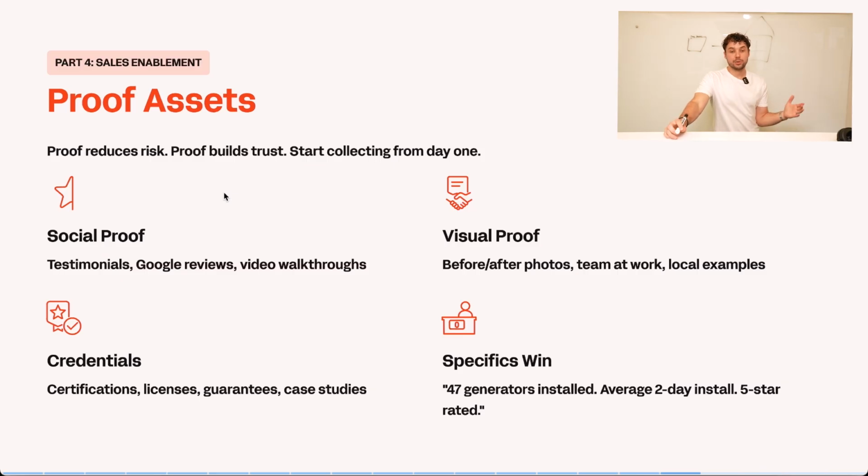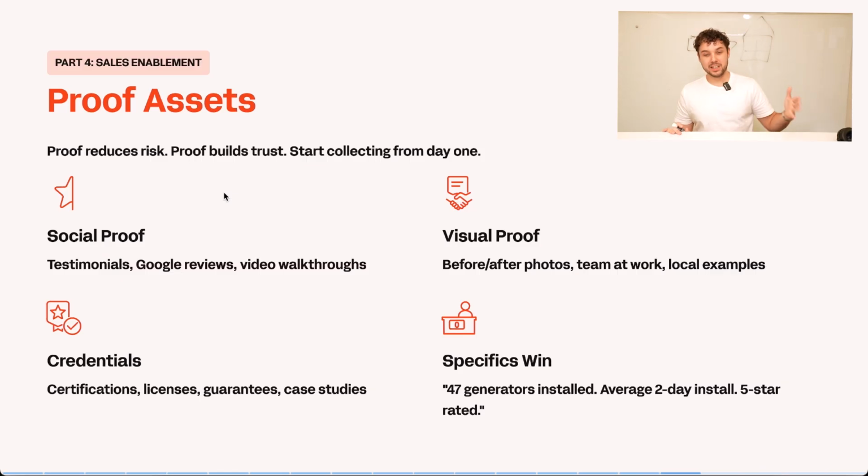The first one is social proof, okay? This could be testimonials, Google reviews, or literally video walkthroughs of you on the site actually doing the thing. That leads into visual proof, like before and after photos. Like if you're actually installing generators, taking a picture of where the generator is going to get installed before you do anything, and then an after photo with the concrete laid and the generator installed and the power running. Just literally showing, this is what it was before, this is what we did. This is real, it's shot on your iPhone, you don't need some high production.